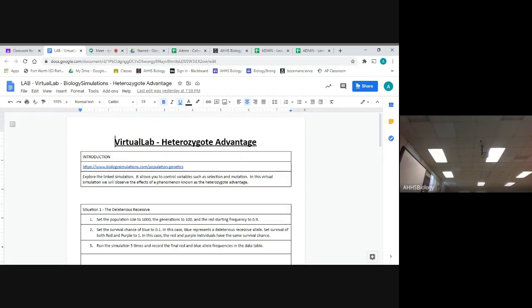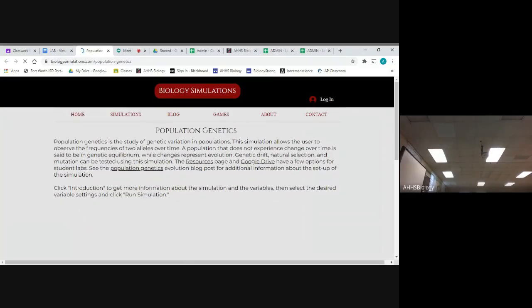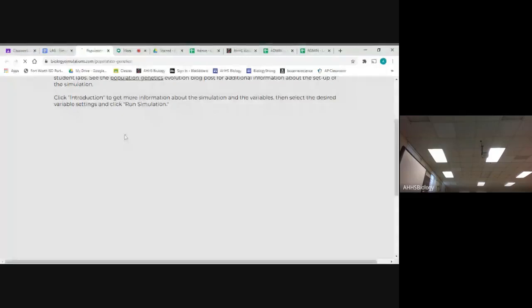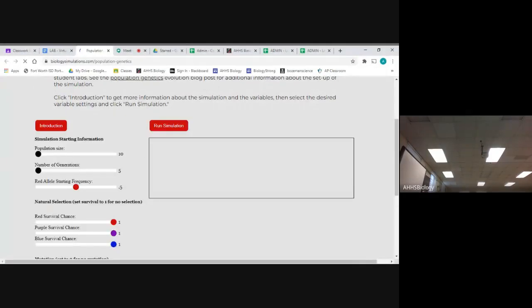So there's a simulation here, and it usually takes a second to load the program. So if you click on it and it takes a second, that is fine. It'll be right down here. And we can do all kinds of things. We can change the population size from 10 to 1,000. We can change the number of generations from 5 to 100.